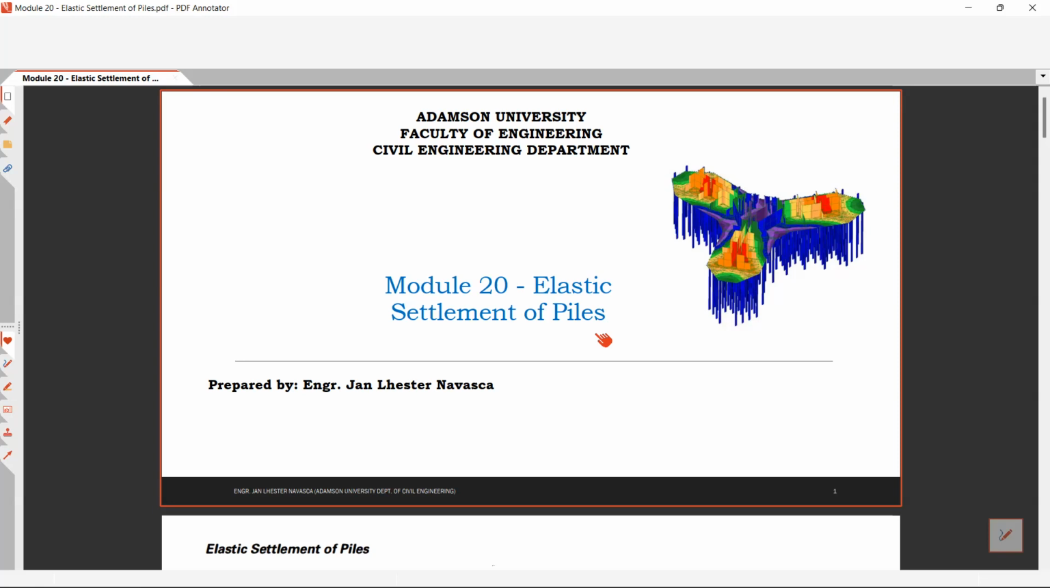Kung hindi natin consider yung soil interaction, so basically para lang siyang column. Okay, if you know how to find the actual deformation of column, parang nagsosolve ka lang ng 2D frame. Kung hindi mo i-consider yung soil interaction, basically, the elastic settlement of piles is just like a superstructure like columns and beams. Yung analysis. However, merong complexity na madadagdag if we consider the soil interaction.